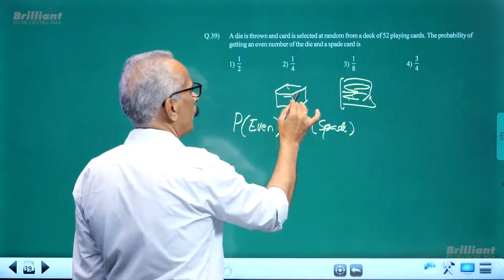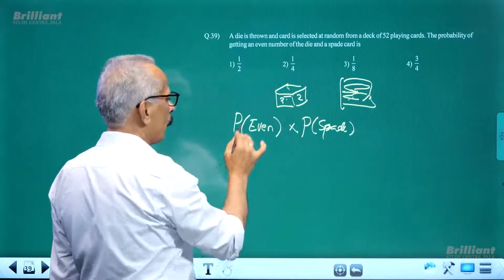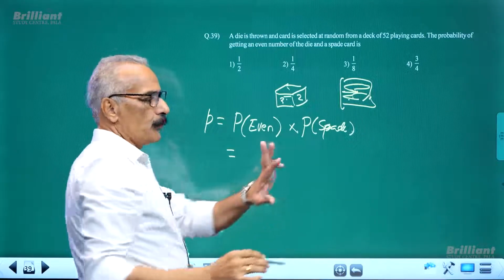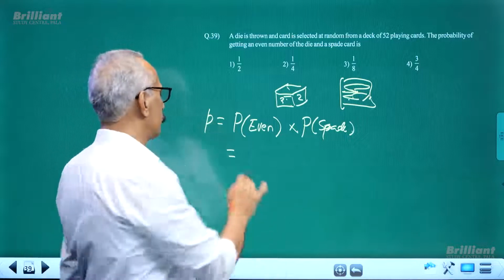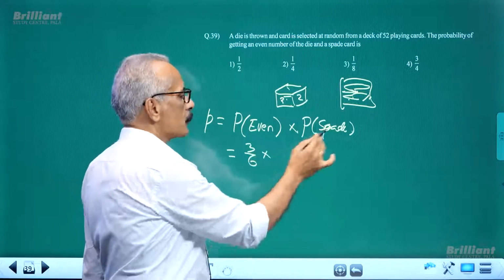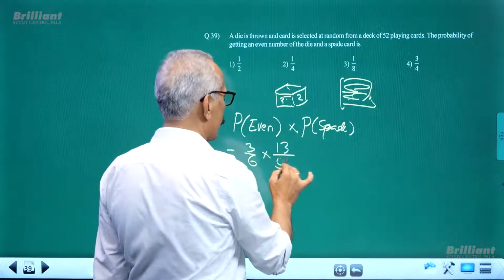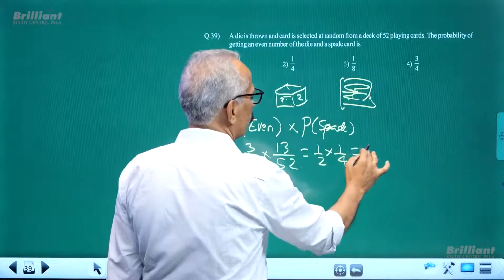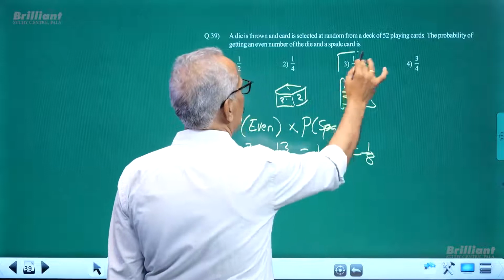What is the probability of even number? Required probability. Even number means what there? 2, 4, 6. 3 even numbers. 3/6. Into spade means 13 spade out of 52. That is 1/2 into 1/4. That's equal to 1/8. So your answer is 3.